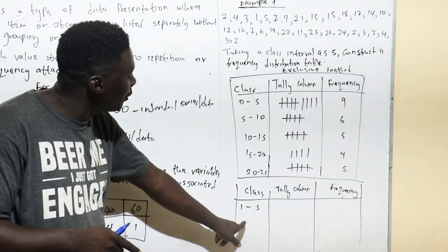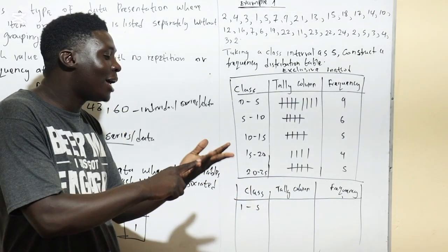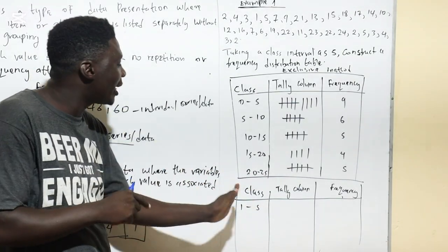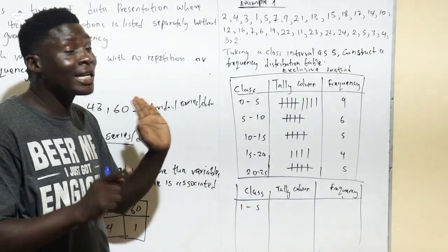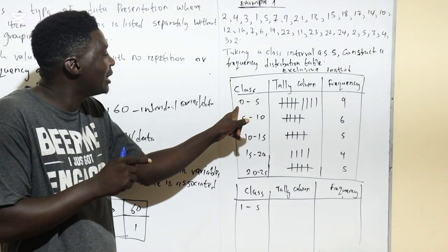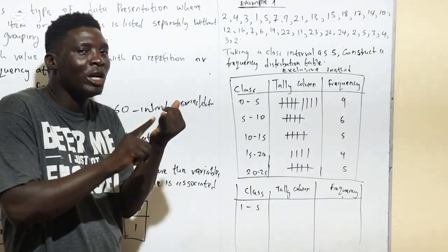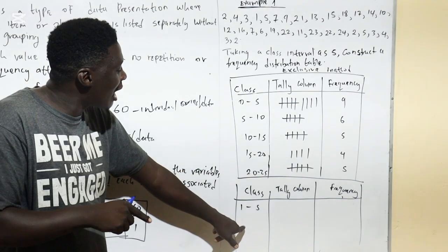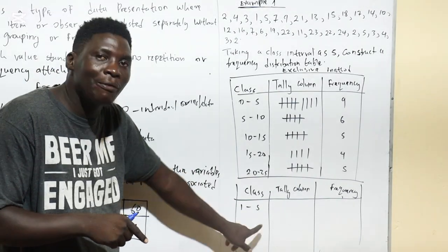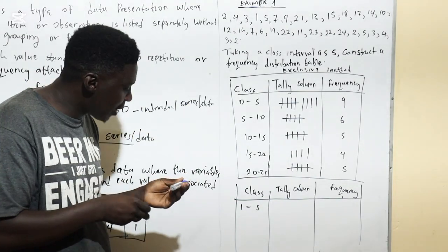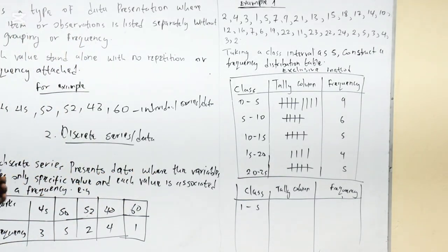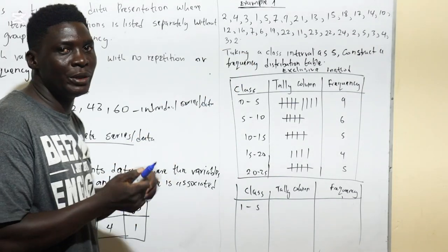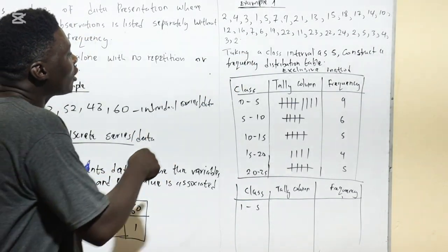Then, with the inclusive, we count 1 to 5. So 1, 2, 3, 4, 5. So get the difference. With the exclusive, it is 0 to 5. We count the values 1, 2, 3, and 4. With the inclusive, we count 1 to 5: 1, 2, 3, 4, and 5. Now let's go back to my values. You can zoom a little bit. Now it is 0 to 5.